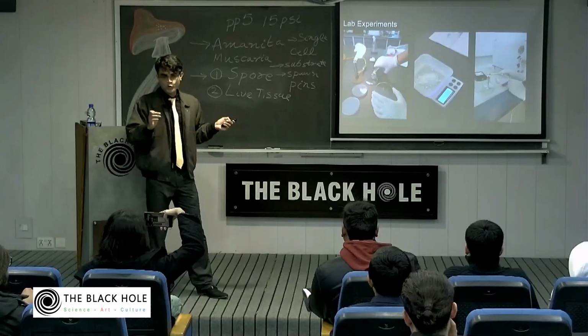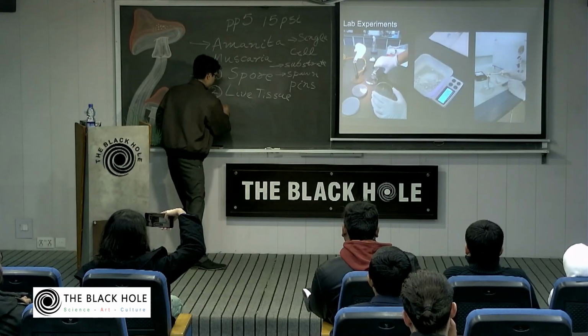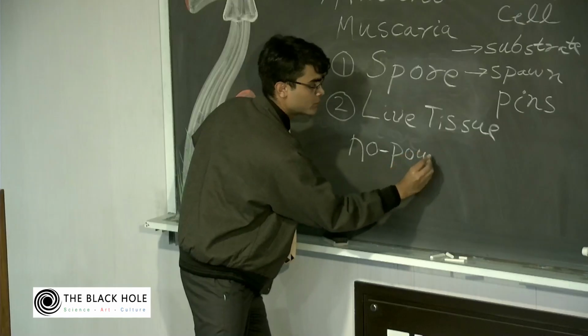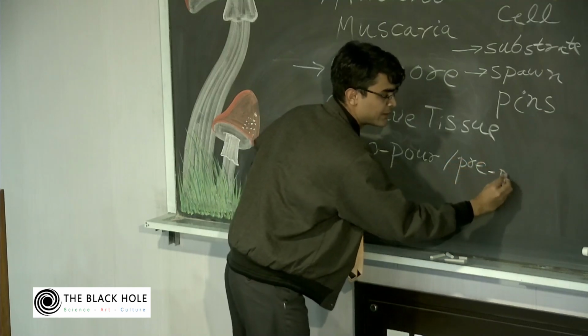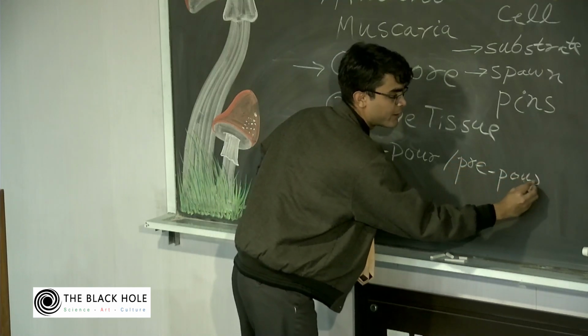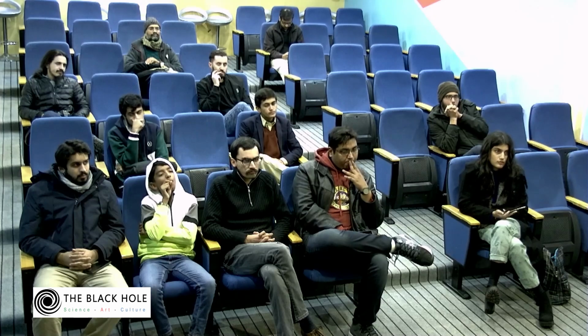You can see that I showed you one method of making agar. The method I showed you was called no-pour or pre-pour agar. This is an easy method for someone who's just starting to grow mushrooms for the first time. The alternate method that people usually use in a professional lab setting is pouring the agar.